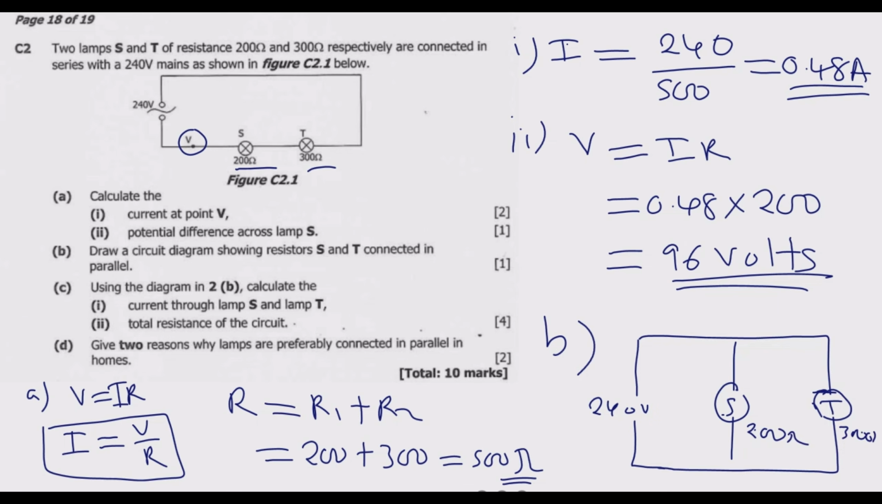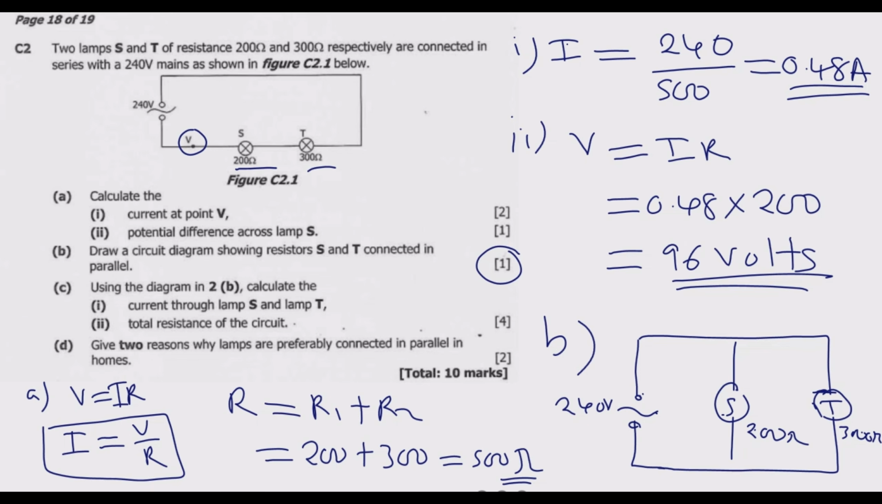300 ohms as our resistor. Then here we are going to have this as the voltage. We draw it the way it is, we maintain, then this will be 240 volts. So this is how the parallel circuit would look. So this is what you need to do to get the 1 mark.